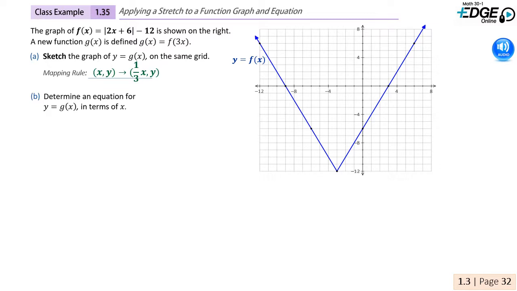We represent this in the mapping rule by writing that (x, y) becomes (1/3 x, y), showing that each x coordinate is multiplied by 1/3. Let's go ahead and label the points on the graph and apply this transformation.